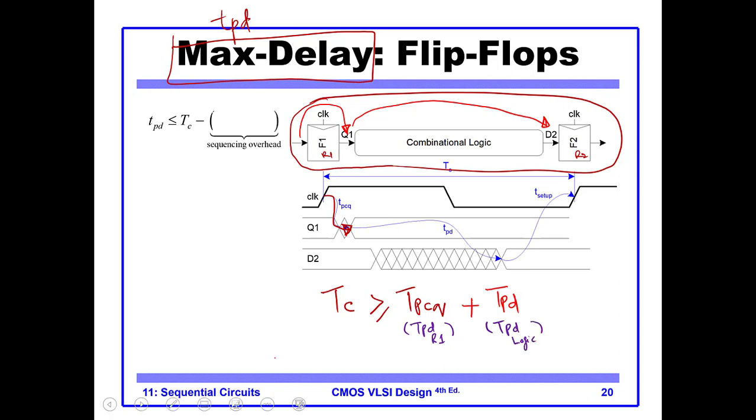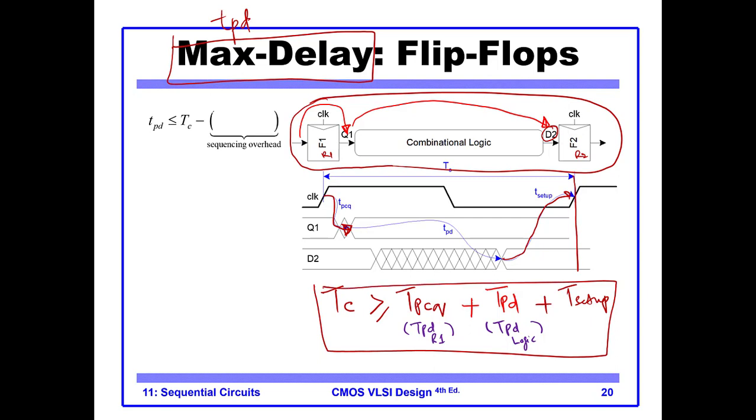Okay, and then when it reaches here, it should be stable. Q1 should be stable. Sorry, D2, this node is D2. So D2 should be stable before the next clock by an amount of time that is called T setup. Okay, so this was the formula that we discussed before, but it uses slightly different notation.